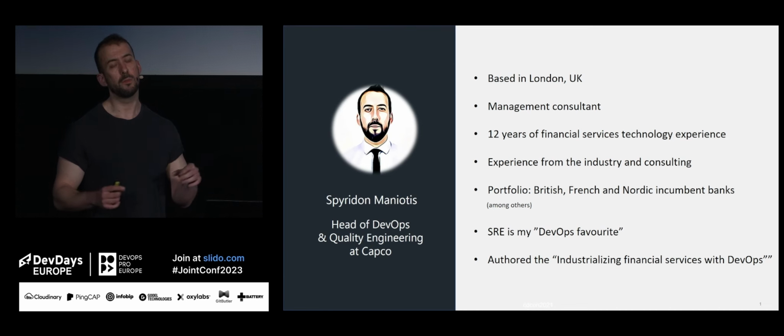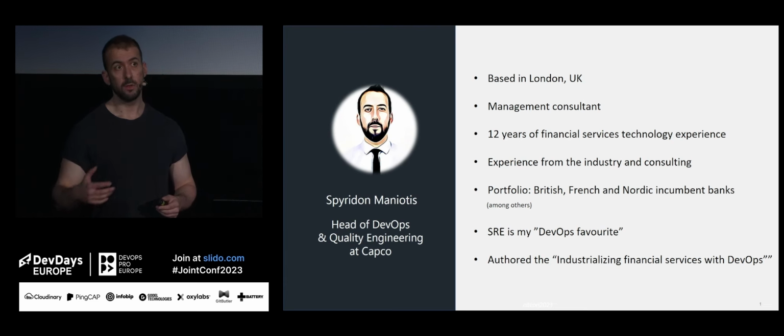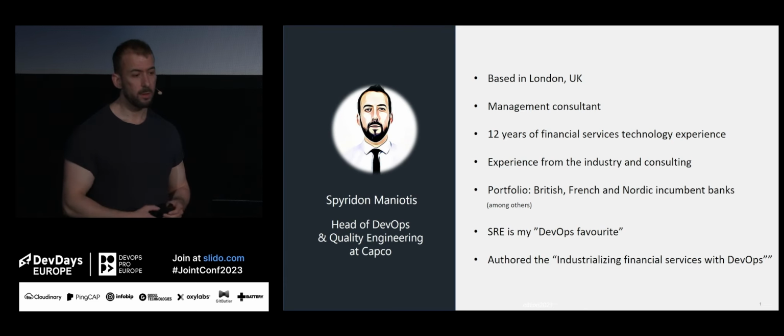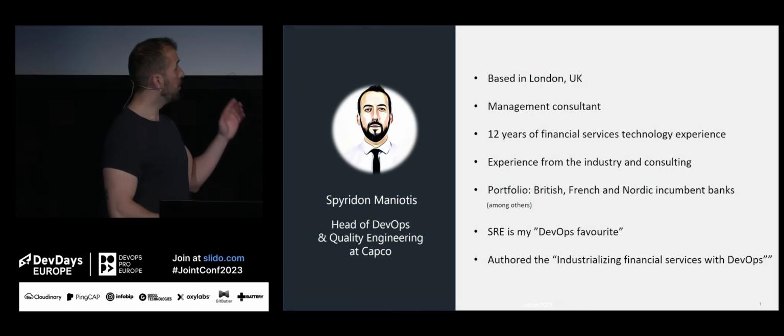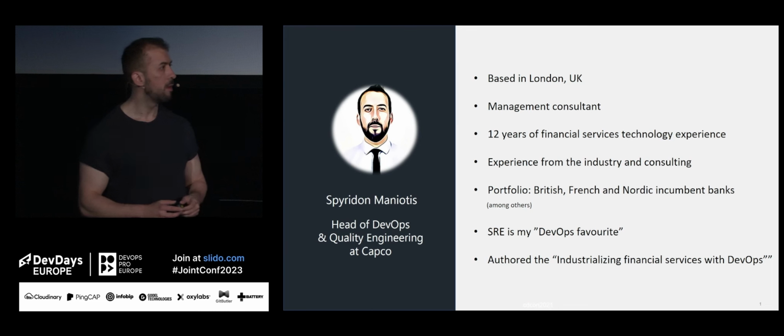So basically, I've seen how DevOps is being done in different regions of the world, and also what is the business appetite, user appetite, but also regulatory environment. And my DevOps favorite is site reliability engineering, so that's the topic I like the most.